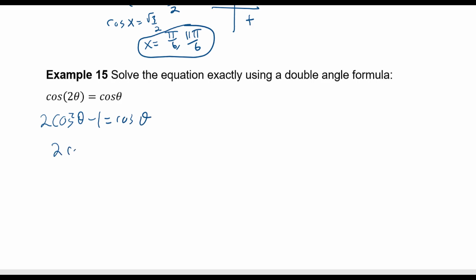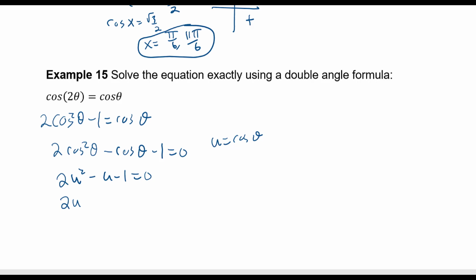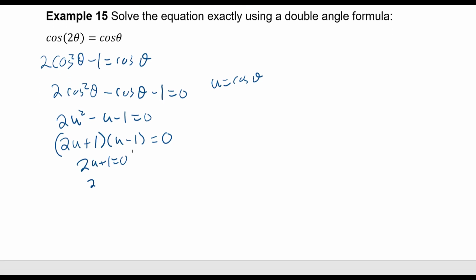So we have 2 cosine squared theta minus cosine theta minus 1 equals 0. So if I said u equals cosine theta, I'd have 2u squared minus u minus 1 equals 0. And this could be factored to be 2u plus 1 times u minus 1. So 2u plus 1 equals 0 means 2u equals negative 1, or u equals negative 1/2. So we want cosine theta to be negative 1/2.